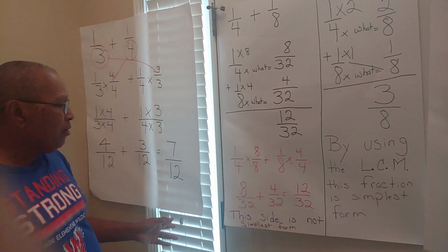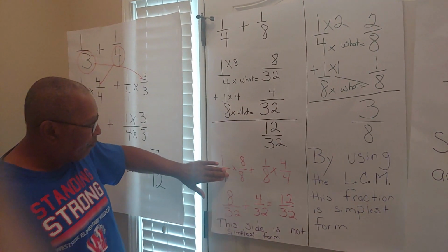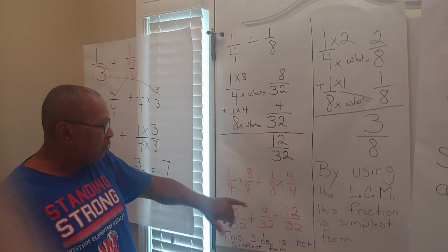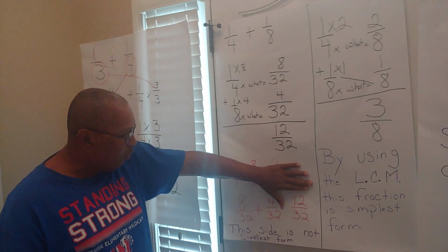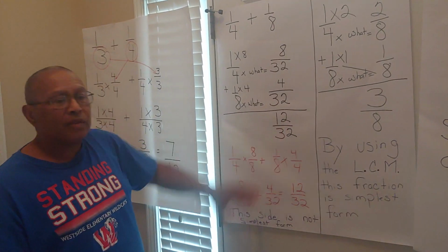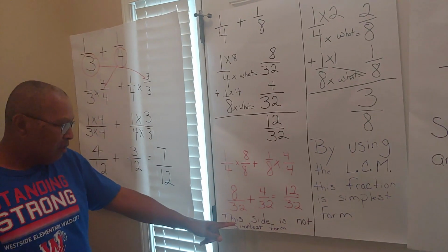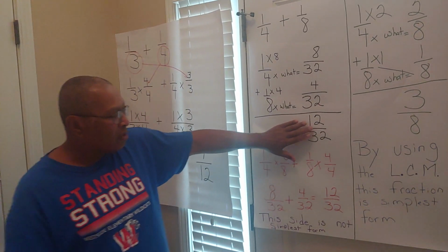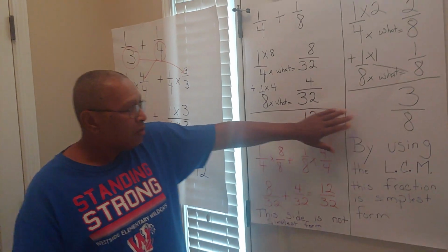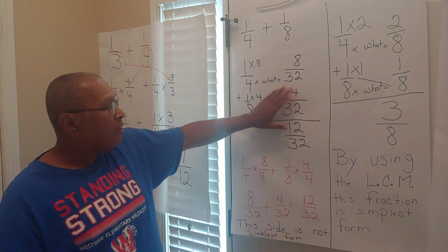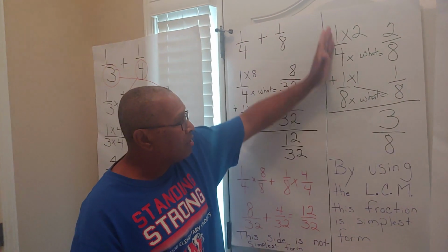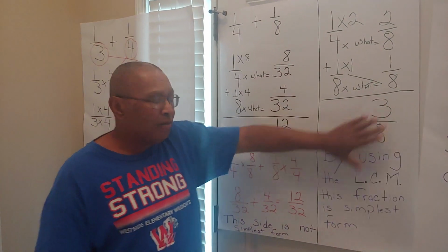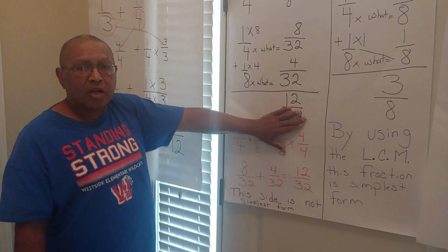If you use the other model, 1/4, and you use this denominator, 8 over 8, and you take 1/8 and you use the 4, you're going to get 12 over 32. Notice this side is not in simplest form. Notice that this will simplify to this, but if you use the simplest, the least common multiple, a lot of times you don't have to use another step.